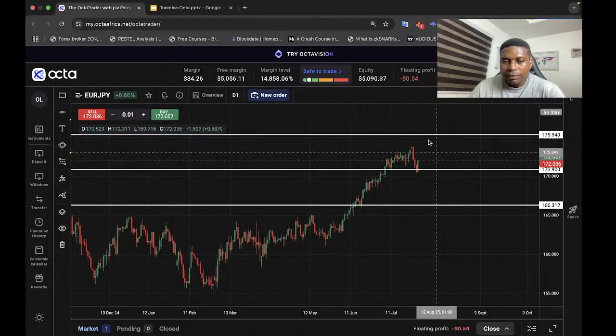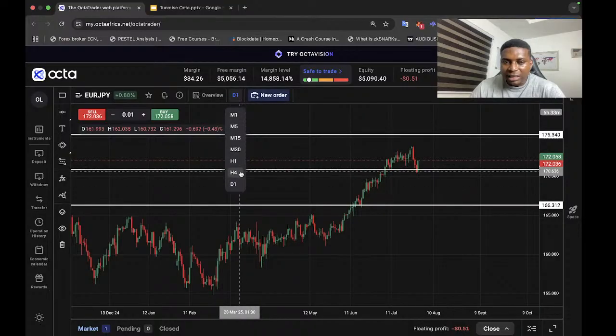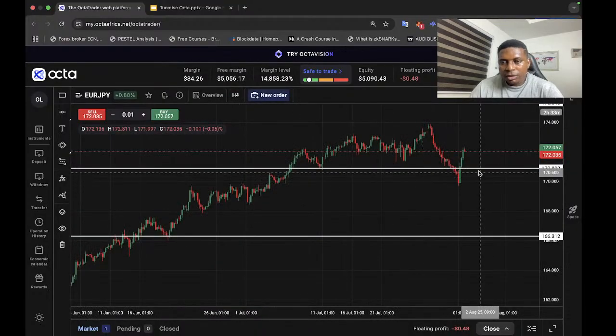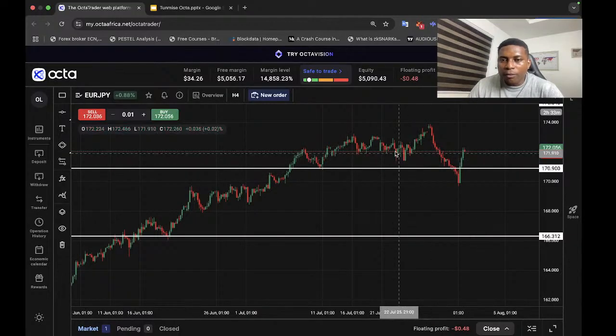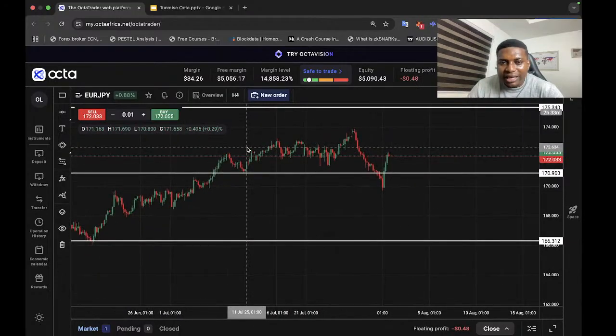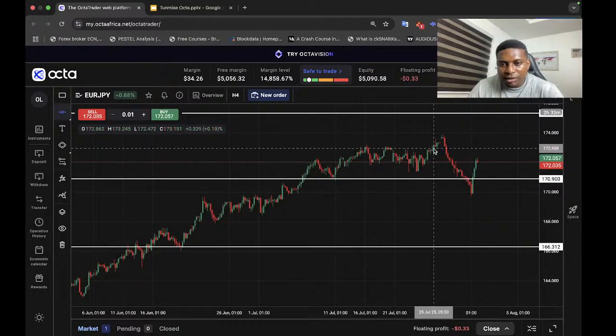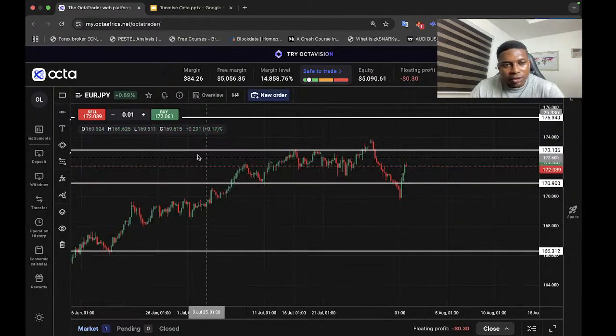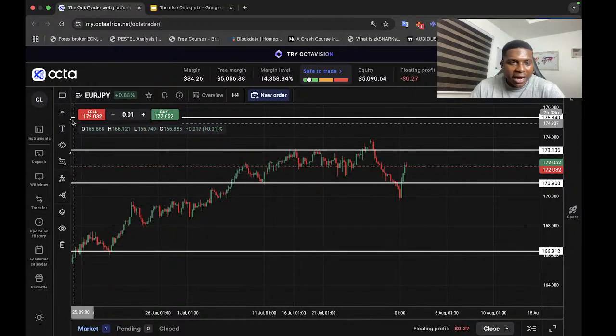Now if we go down to the 4 hours time frame, from all clear indication, you see that at this level too there is also a resistance zone. From all clear indication, it's definitely looking like price would take a U-turn.